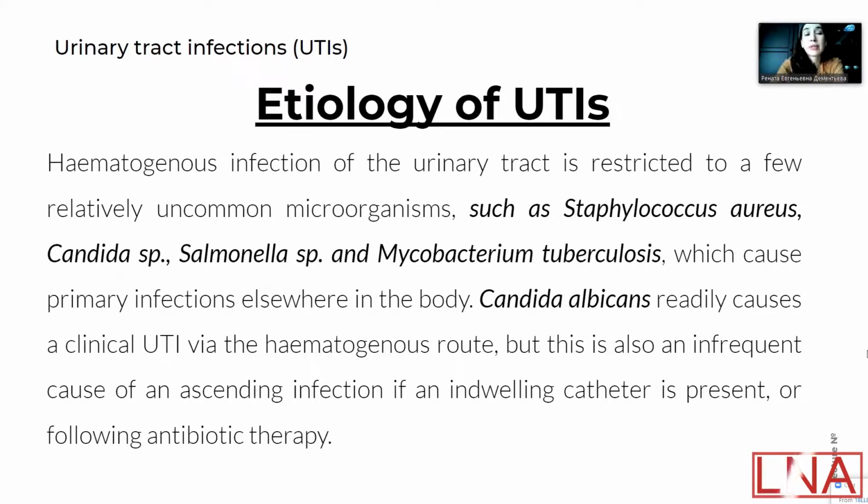In contrast, hematogenous infection of the urinary tract is restricted to a few relatively uncommon microorganisms, such as Staphylococcus aureus, Candida, Salmonella, and Mycobacterium tuberculosis, which cause primary infection elsewhere in the body. Candida albicans readily causes clinical urinary tract infection via the hematogenous route, but this is also an infrequent cause of an ascending infection if an indwelling catheter is present or following antibiotic therapy.